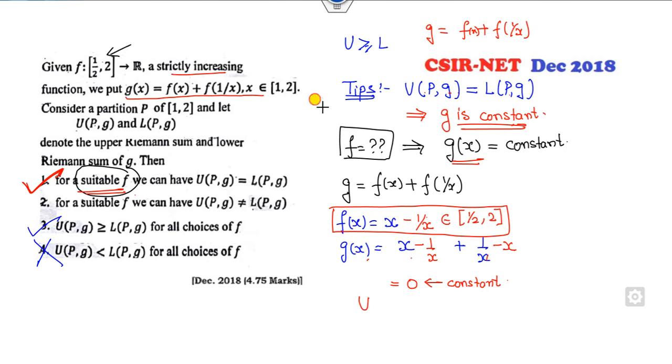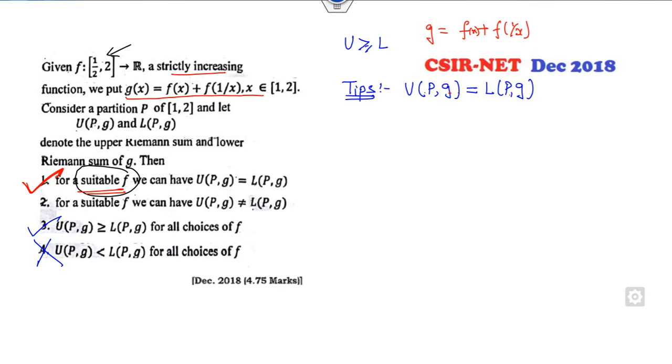Look at the second option, whether it is correct or not. It says not equal to, so you have to prove it with a counterexample. So I can simply take a partition of half and 2 and take any number in between them, say 1.5. Then can you find the lower sum for a suitable f? I can choose the function f here.